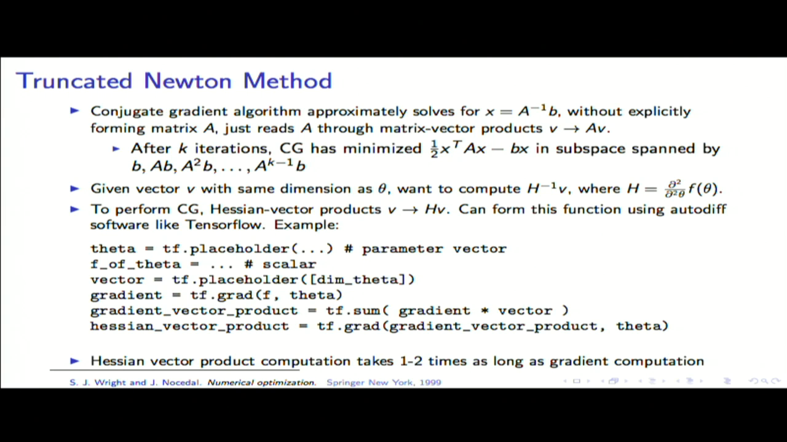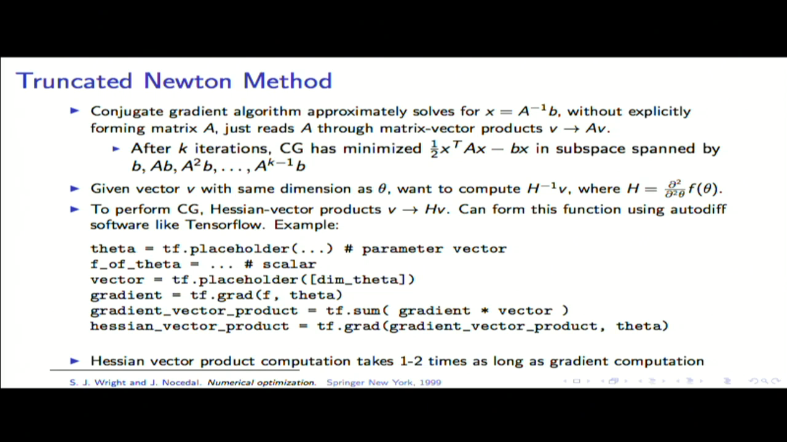What it does in general is it solves linear systems approximately. So let's say you have a matrix A and a vector B. The conjugate gradient algorithm is going to approximately compute A inverse B, which you can also think of as the solution to Ax equals b. But the really nice thing about the conjugate gradient algorithm is you don't ever need to form the matrix A.